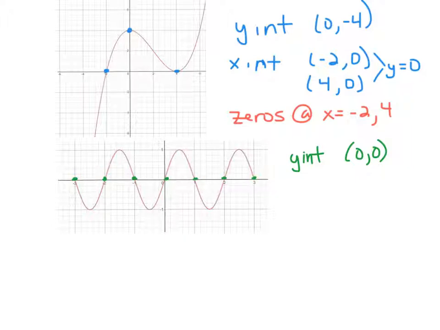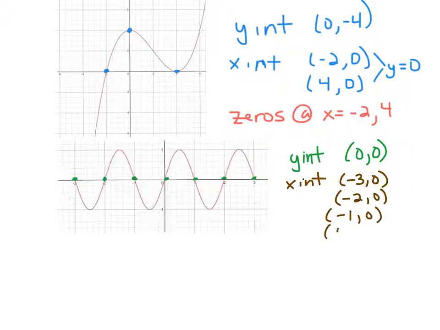Now x-intercepts, there's lots of them. There's lots of x-intercepts in there, so we can just start listing them out. So it's really everywhere where it touches that x-axis. So we're talking negative 3, 0. We're talking negative 2, 0. We're talking negative 1, 0. 0, 0 is both a y and an x-intercept in here. 1, 0, 2, 0, and 3, 0. So these are all x-intercepts.